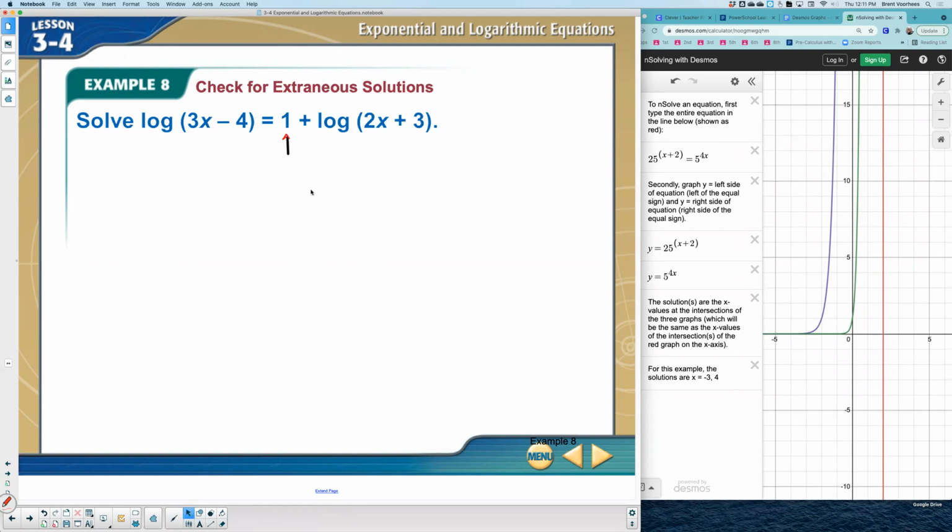And here's the trick. If you can remember what 1 is in terms of logs, you could make this 1-to-1. Let me tell you what I mean. 1 is the same thing as log. This is a common log, the base is 10, so a common log with a base of 10 of the number 10. That means 10 to the first equals 10. So what I'm going to do is substitute this 1 with a log of 10.